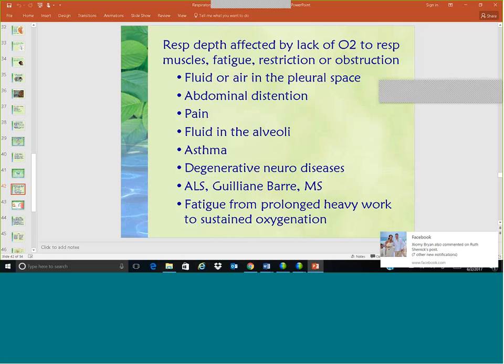Fatigue from prolonged heavy work to sustain the oxygenation, especially like your COPDers, your asthmatics, they will just get so exhausted that they stop breathing.